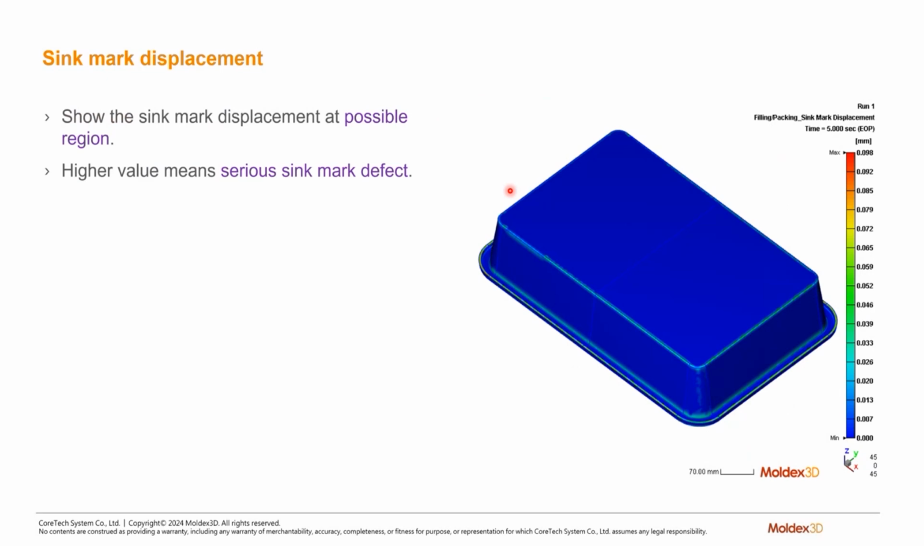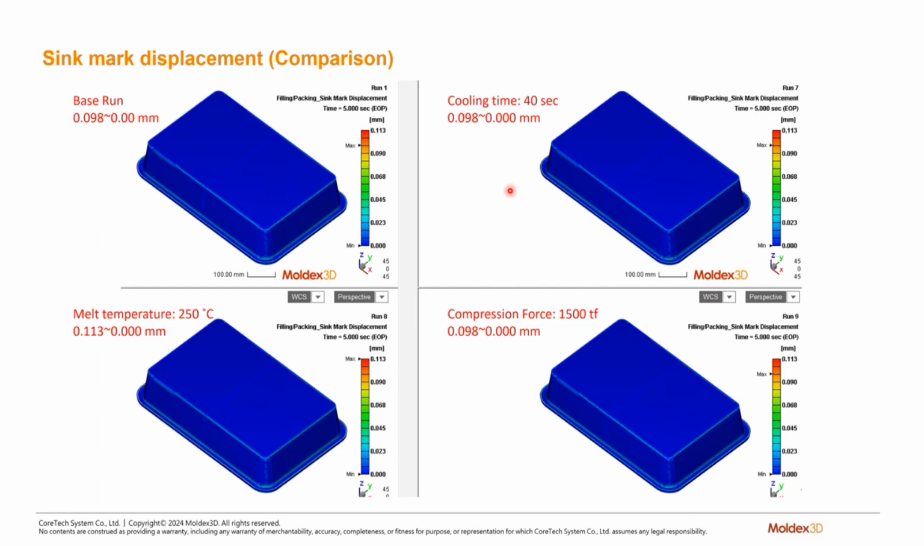Next one is the sink mark displacement. A higher value means a more serious sink mark defect. And this is the comparison table. Again, you can see the higher melt temperature gives a result higher than the other 3 runs.